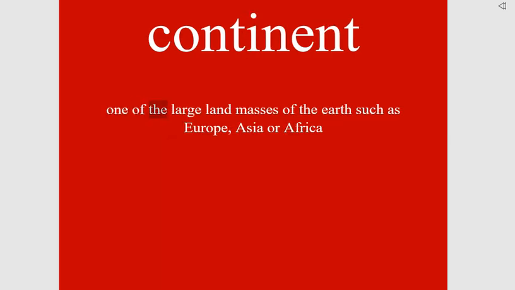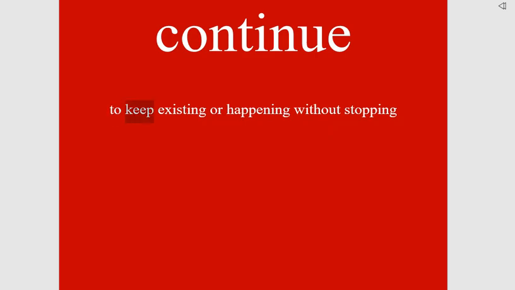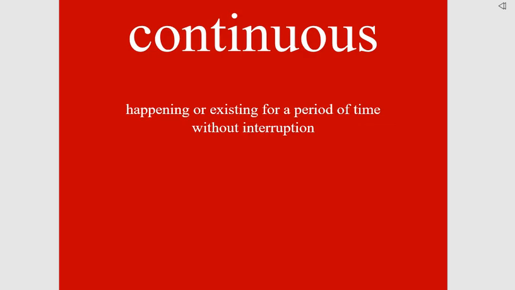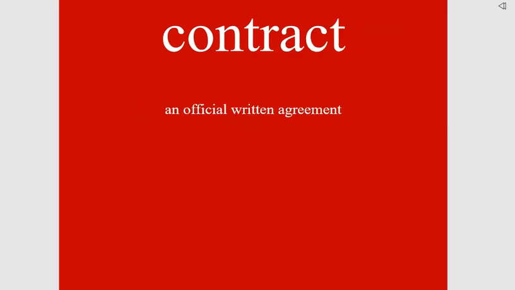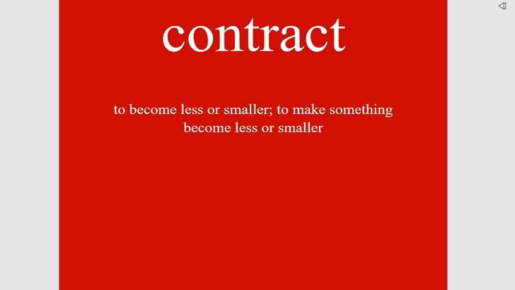Continent. One of the large land masses of the Earth, such as Europe, Asia, or Africa. Continue. To keep existing or happening without stopping. Continuous. Happening or existing for a period of time without interruption. Continuously. In a way that happens or exists for a period of time without interruption. Contract. An official written agreement. Contract. To become less or smaller, to make something become less or smaller.